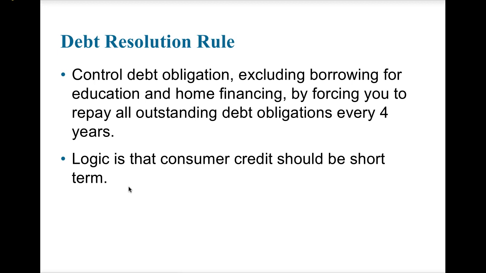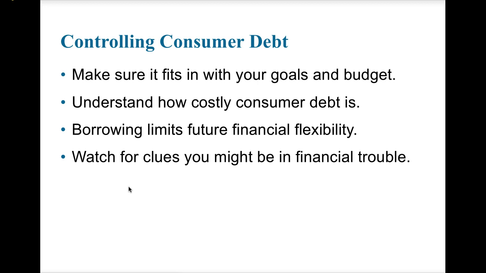So you want to look at your credit cards, your car loan, all these short-term debts, and your goal is to pay them off within every 4 years before you take on new debt. Now, controlling the consumer debt, make sure it fits within your goal and budget. This is where you have to really look at your financial goals, the budget, the money you make compared to what you're trying to do with this money, to get a better idea if it's working.